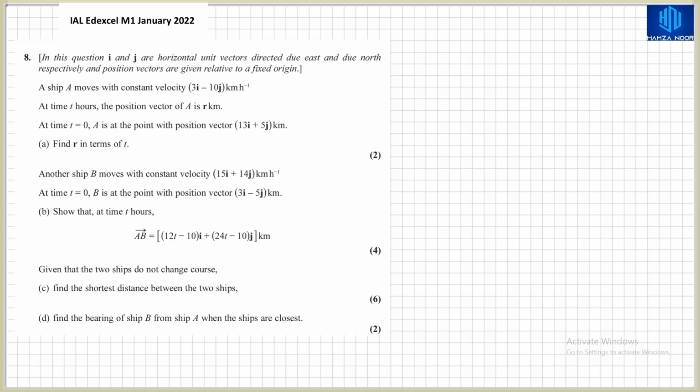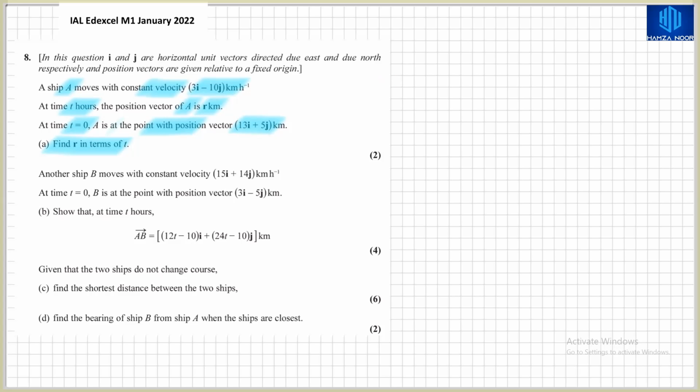Alright, so the question says that a ship A moves with constant velocity 3i minus 10j kilometers per hour. At time t hours, the position vector of ship A is r kilometers. At time t equals 0, ship A is at the point with position vector 13i plus 5j kilometers. So the requirement of part A is to find r in terms of t.